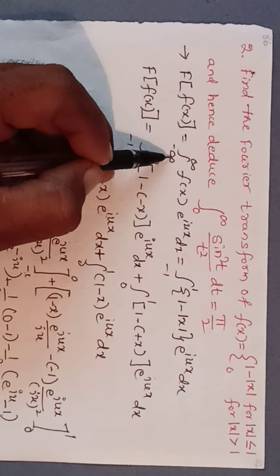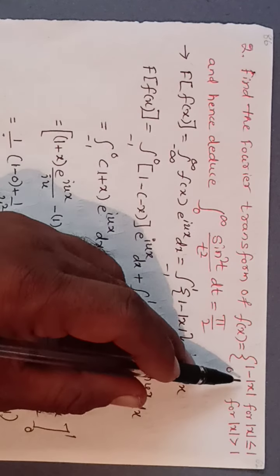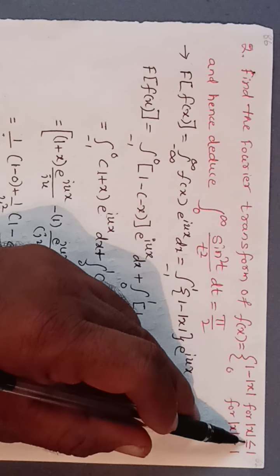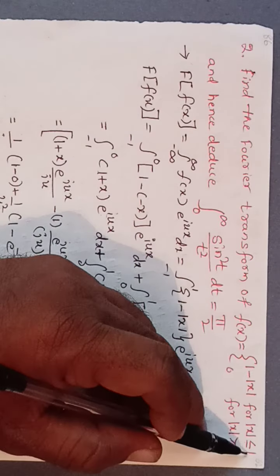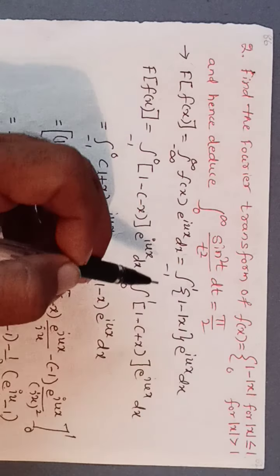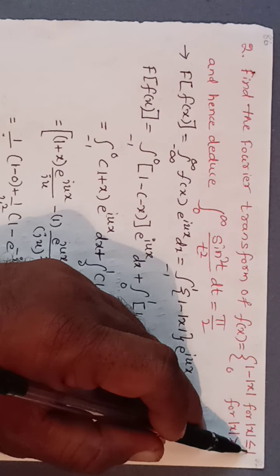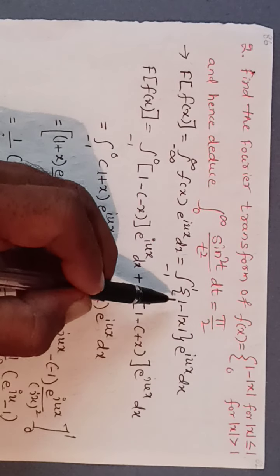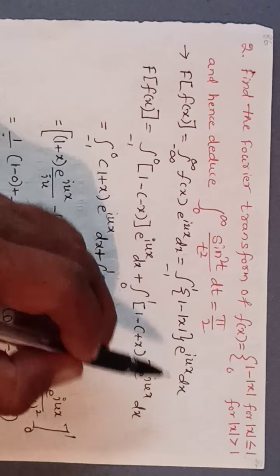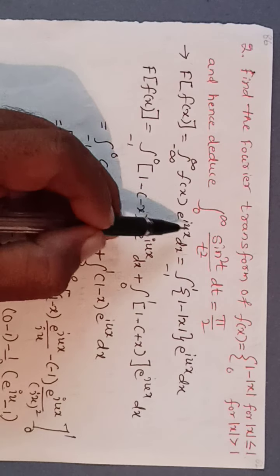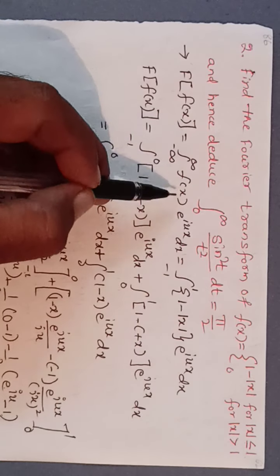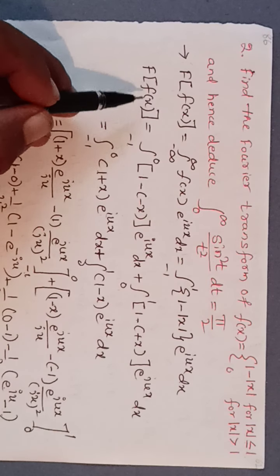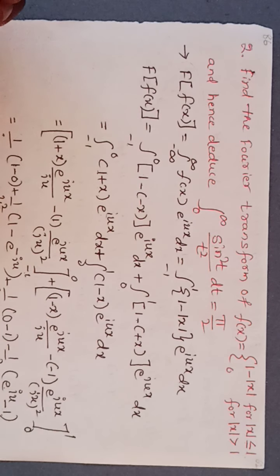So this is the application now. In the problem, the limits are: mod x less than or equal to 1, that means minus 1 to 1. And the given function is 1 minus mod x, with e raised to iux present in the formula. We insert the f of x value here. Next, f of x is nothing but f of u.